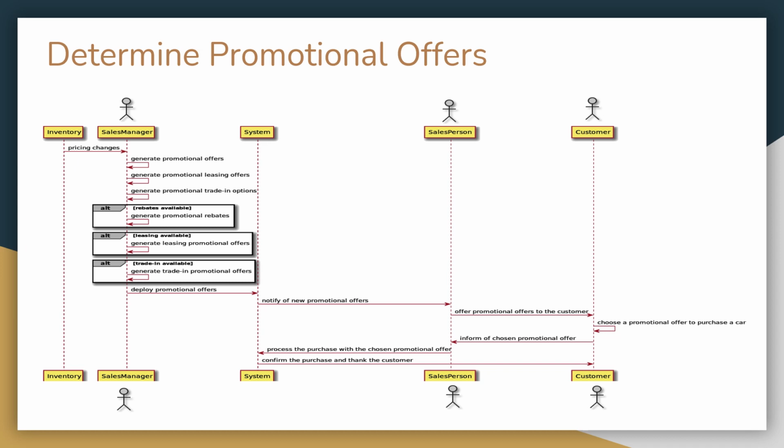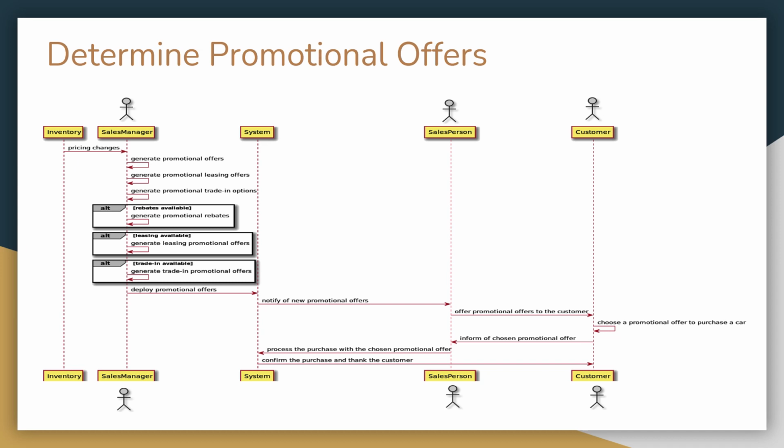The sales manager oversees the entire sales process and ensures that our promotional offers align with our business goals. They work closely with the salespersons to communicate and implement the offers effectively. Our salespersons are at the front line of our customer interactions. They have access to the system's promotional offers and can present them to the customers based on their preferences and their needs.